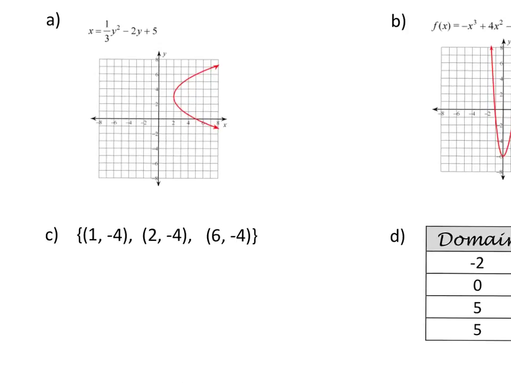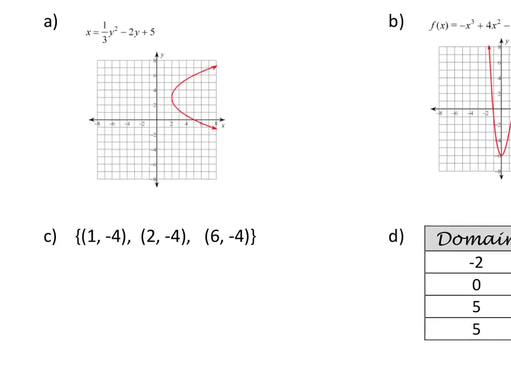Alright, so the first one, you have the equation written out, but the graph is given. So since we are given a graph, we're going to do a vertical line test. I go right down the middle of it, and I see that I intersect the graph in 2 points. So is this a function? No, because that does not pass the vertical line test.